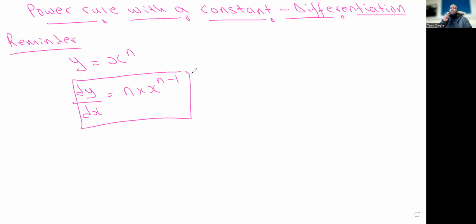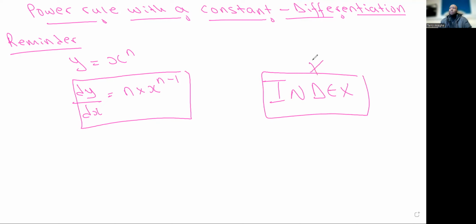But now we're looking at power rule with a constant. Before I go straight to that, I also said, and I've emphasized it, that you have to ensure that the question is in an index form before you start to differentiate. So please don't forget, always make sure the question is in an index form before you differentiate. In the last video, we talked about the power rule, which was y is equal to x raised to the power n.